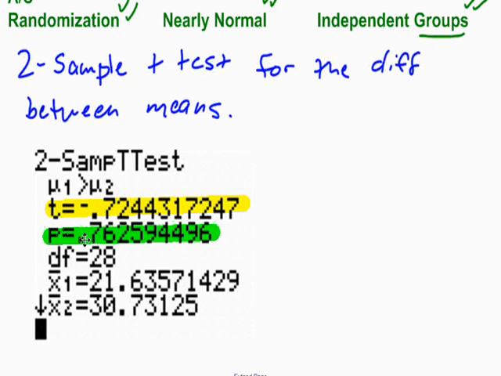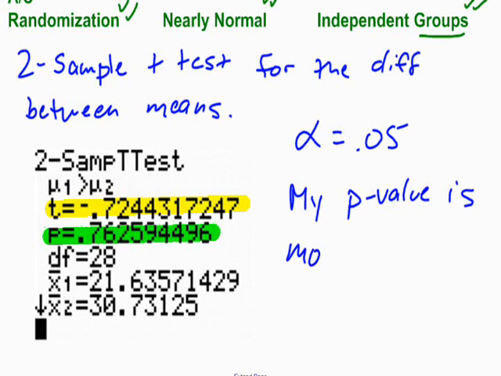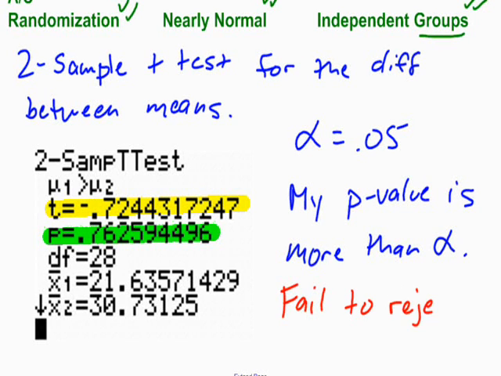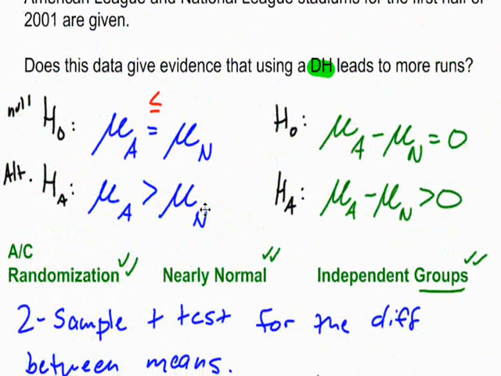Well, if my p-value is 0.76, most of the time alpha is going to be somewhere around 0.05 or 0.01. So even if I say 0.05 or 0.01, my p-value is more than alpha, which is my level of significance. And so that means I am going to fail to reject the null hypothesis. So in this case, since I am failing to reject the null hypothesis, that tells me that the DH does not lead to more runs. Because I'm okay with the null hypothesis, that means I'm not okay with the alternative, and the alternative says that the American League has more runs than the National League because of the DH.